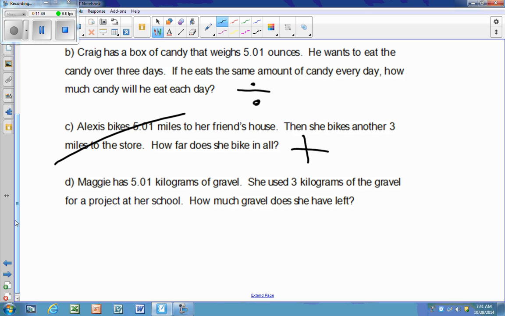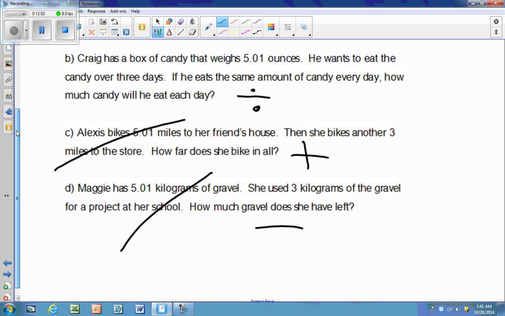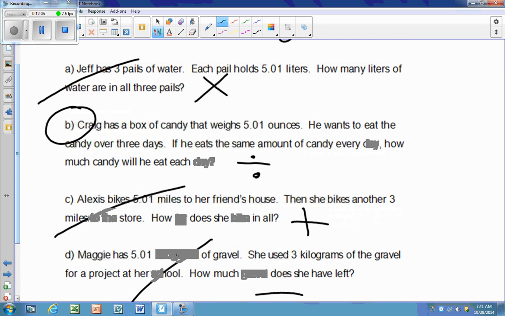Then Maggie has 5 and 1/100 kilograms of gravel. She uses 3 kilograms of the gravel for a project at her school. How much gravel does she have left? That's telling me to subtract. I don't want subtraction. So now I can go back up and look, and the only choice I have available is B.